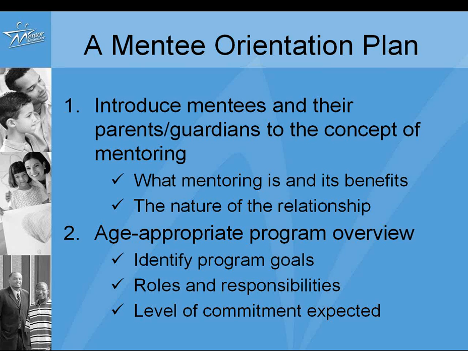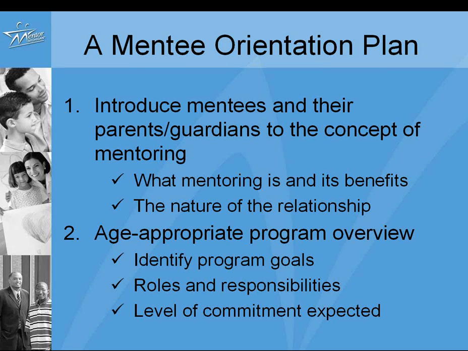Second, there should be an age-appropriate overview of your program. So it's important to consider the age group of the kids that you're orienting to the program and making sure that you're tailoring this in a way that is easy for them to understand. So you'll want to have a different plan for the 5-year-olds that you're bringing into your program versus the 12-year-olds, for example.